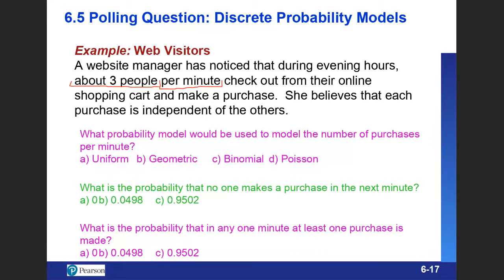How much of an influence is there? So we can't use this model. So we have to assume that they are independent. Okay, so I think we answered the first question already, so we'll skip that question. Next question says, what is the probability that no one makes a purchase in the next minute?